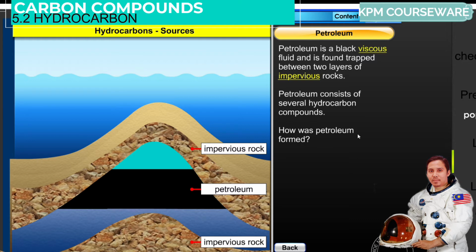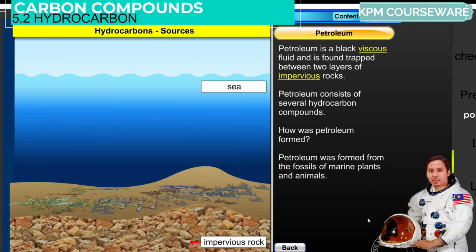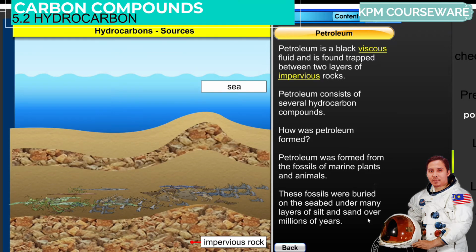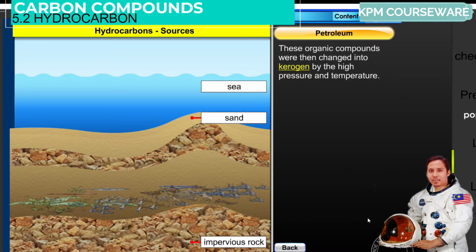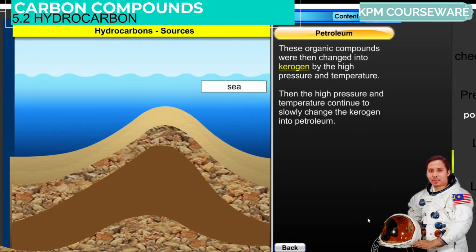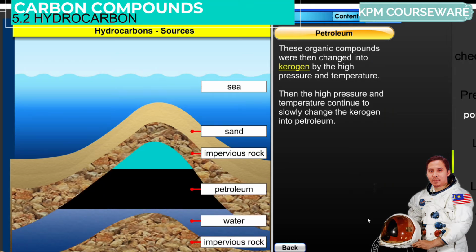How was petroleum formed? Petroleum was formed from the fossils of marine plants and animals. These fossils were buried on the seabed under many layers of silt and sand over millions of years. These organic compounds were then changed into kerogen by the high pressure and temperature. Then, the high pressure and temperature continue to slowly change the kerogen into petroleum.